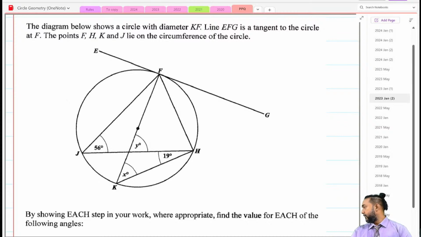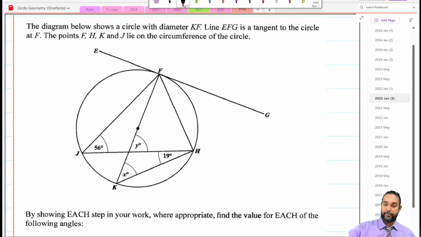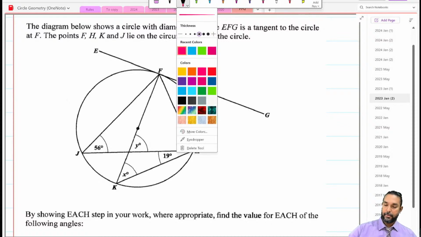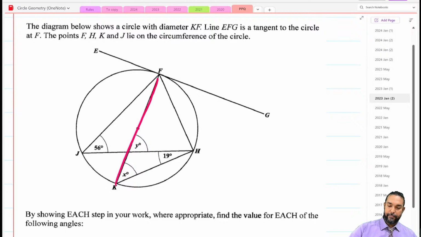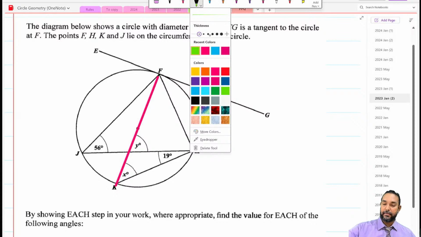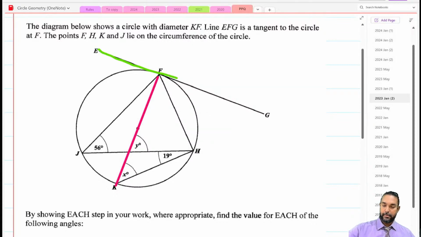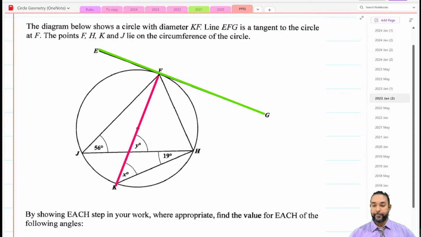Right, where was I? The diagram below shows a circle with diameter KF. KF is a diameter. The line EFG is a tangent to the circle at F. The points F, H, K, and J lie on the circumference of the circle. F, H, K, and J. We can see those, right? By showing each step in your work where appropriate, find the value for each of the following angles. Well, there are only two, X and Y.